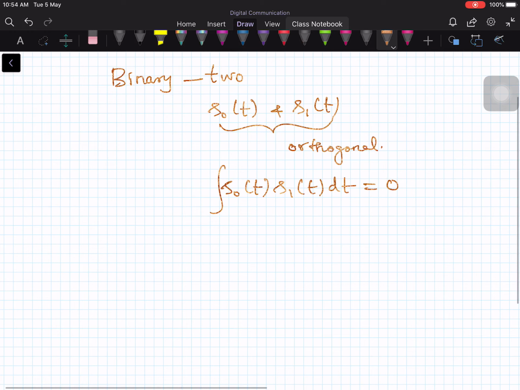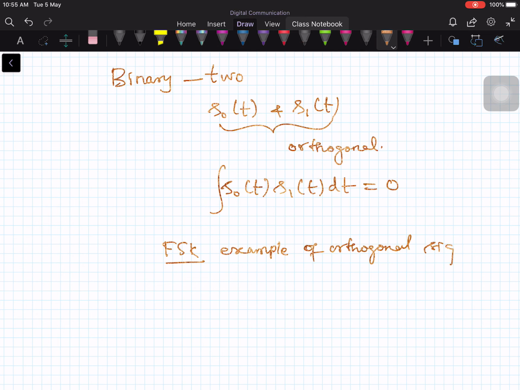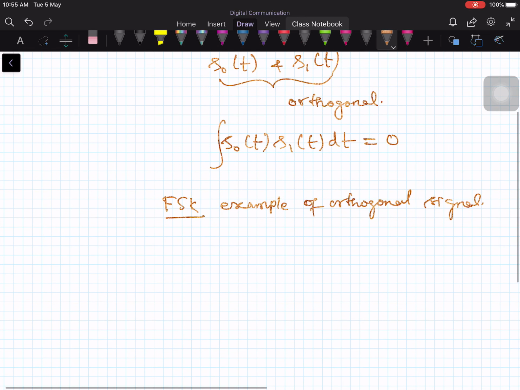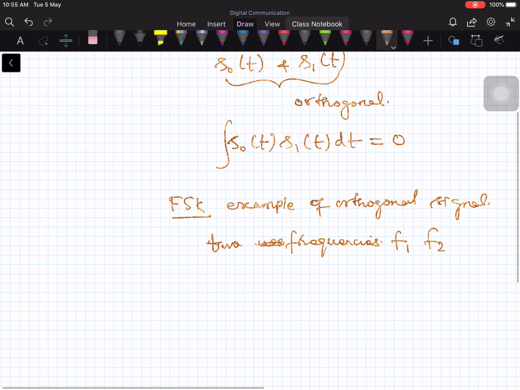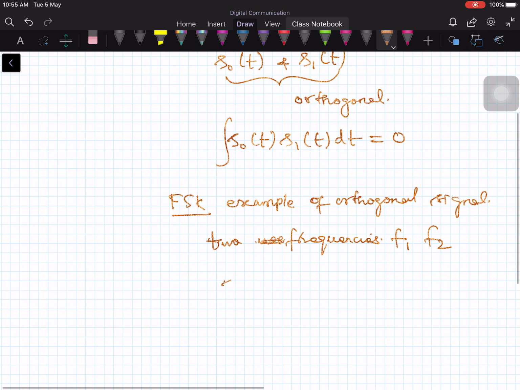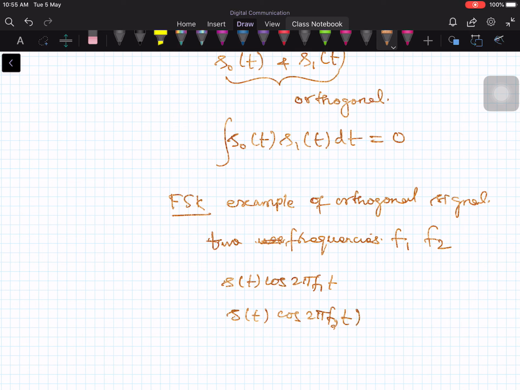Now frequency shift keying is the best example of orthogonal signals. There we use two frequencies, let's say f1 and f2. So let's say s of t times cos of 2 pi f1 t, and the same pulse s of t times cos of 2 pi f2 t. These two are orthogonal.